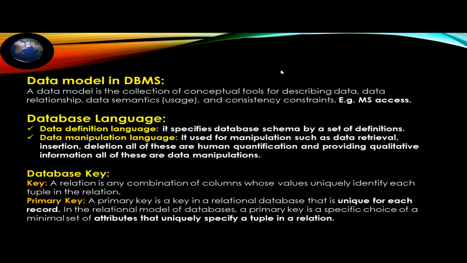They're unique for each record, which can't be changed. As I told, your father is going to pay the electricity bill, rent bill, and water supply bill. So these things have a unique customer ID. In another home, another elder person is taking care of all these things. So different customer IDs are there, unique for each record, it can't be common. So in the relational model of the database, a primary key is a specific choice of a minimal set of attributes that uniquely specify the tuple in a relation.